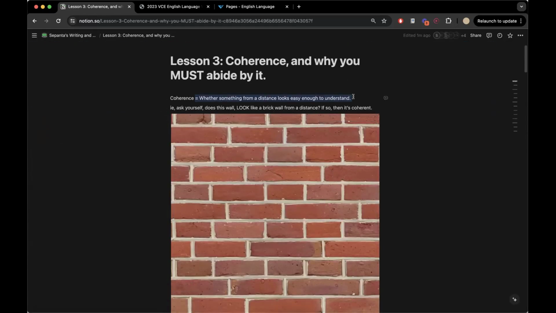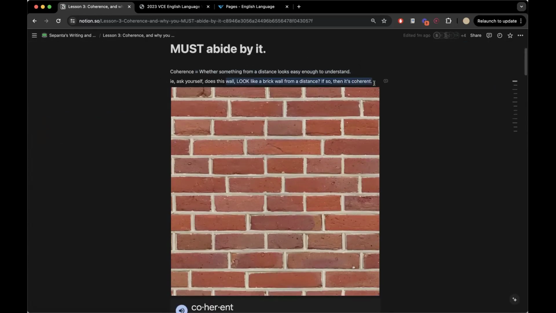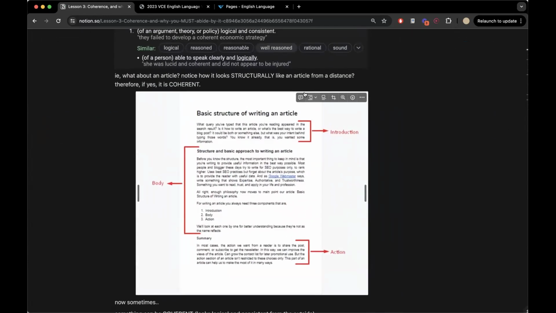So once again, coherent, something from the outside looks easy enough to understand. If it looks like a brick wall from a distance, it's coherent, logical and consistent. Or this article, right? If it looks structurally like an article from a distance, it's coherent.